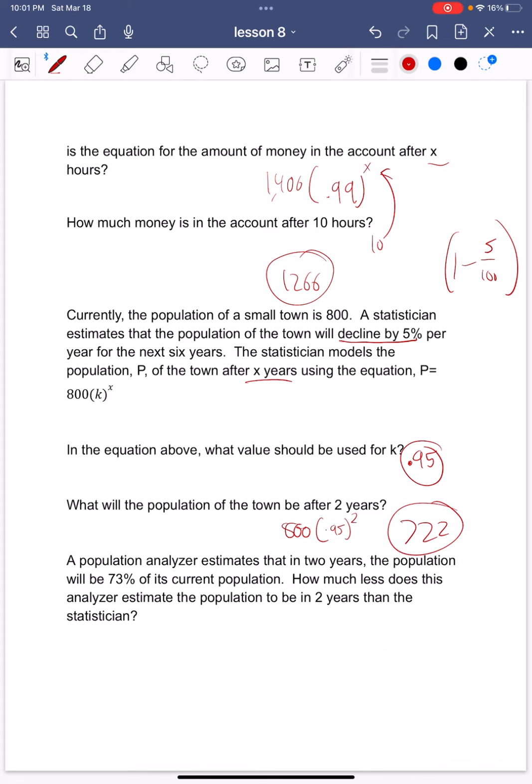A population analyzer estimates that in 2 years, the population will be 73% of its current population. How much less does this analyzer estimate the population to be in 2 years than the statistician? Well, this person estimates that the population will be 73% of its current population, 800. So 73% of 800, that's just using the of rule. So percent divided by 100 is 0.73 times 800, the amount. We get 584. So how much more does the statistician expect the population to be compared to the population analyzer? Well, that's 722 minus 584, which is 138 people.